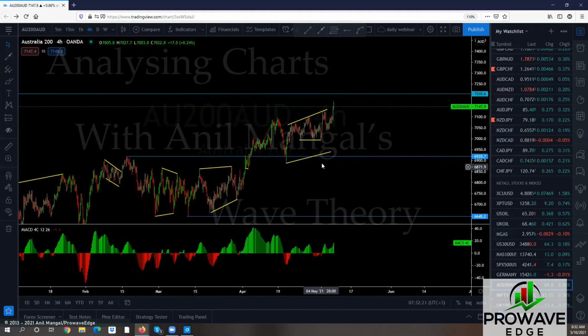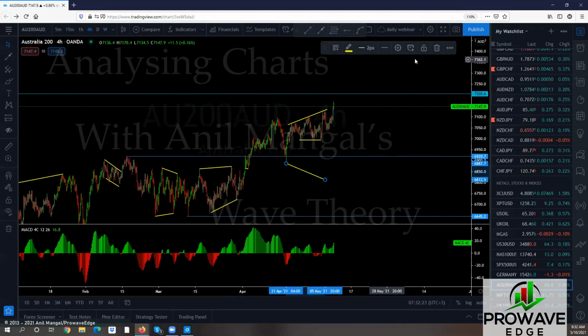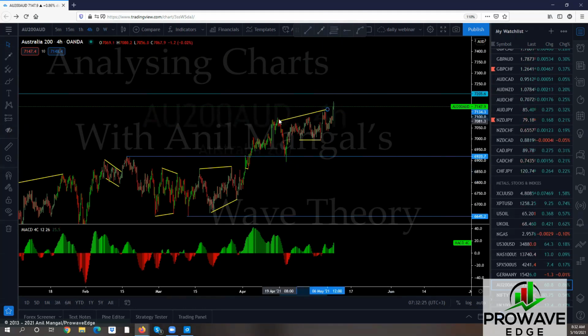We didn't get this down, so we'll go with a contracting flat to take this off. We'd go with this as a contracting flat then, because we didn't get that. Or we're going to get that in the future.